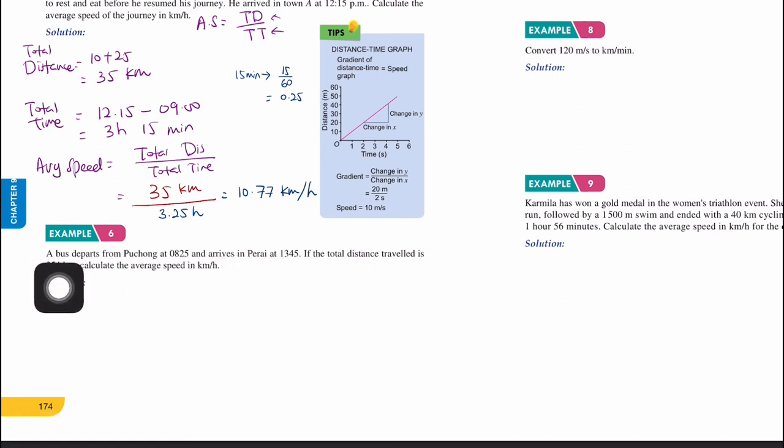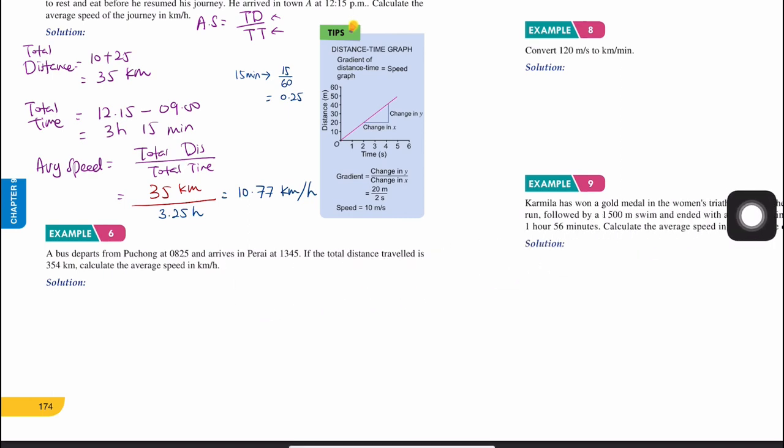Example 6. A bus departs from Puchong at 8:25. This is the 24 hour system. So morning lah, 08:25. And arrives in Parai at 13:45. 13:45 maksudnya 1:45 petang lah. Parai, Penang lah kan. If the total distance travelled is 354 km, calculate the average speed in kilometer per hour.